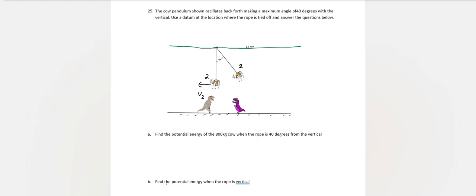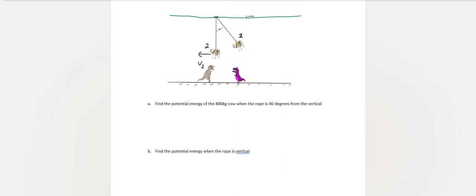Part B, find the potential energy when the rope is vertical. That's referring to position 2 here. And the distance you need for position 2 is this distance, which is basically 10 meters. And again, we're below the datum. So again, you're going to have negative numbers for the PE1 and the PE2.